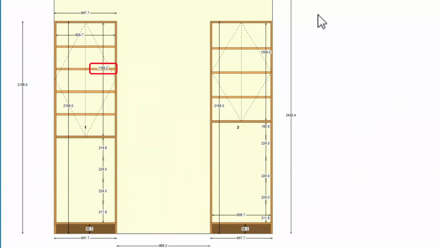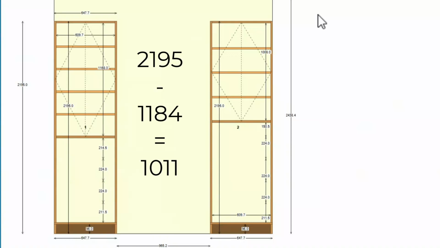So this first tower example on the left, it shows 1168 for the opening height. Add 16 millimeters, and this gives us 1184 millimeters. Now take the gable height of 2195 minus the 1184, and that gives us 1011 millimeters. Now this final measurement must match the gable length chart exactly. If you have any other calculation than what's on the gable length chart, you've made an error. So you need to go back and check your work.